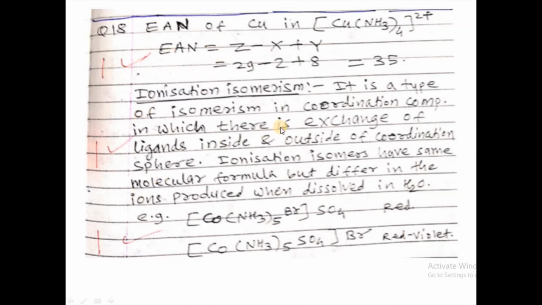Ionization isomerism. Explain ionization isomerism in coordination compounds with a suitable example. It is the type of isomerism in coordination compounds in which there is an exchange of ligands inside and outside the bracket. Here bromine is inside the bracket, sulfate is outside the bracket, and it is red in color. If sulfate is inside the bracket and bromine is outside the bracket, there is an exchange of ligands between the inner sphere and outer sphere. The properties change and the complexes are known as ionization isomers. These are the examples.